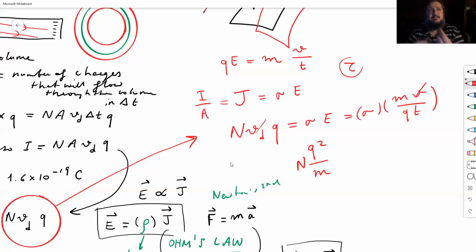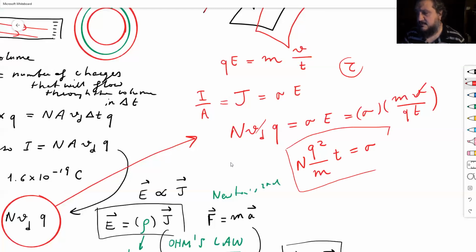This T is the average time between collisions of an electron in the conductor. So this T comes here, and that will be equal to sigma if I solve it. So this is some kinetic theory for conductivity, if you will. Let's compare this to the formula in the book and see how they did it.